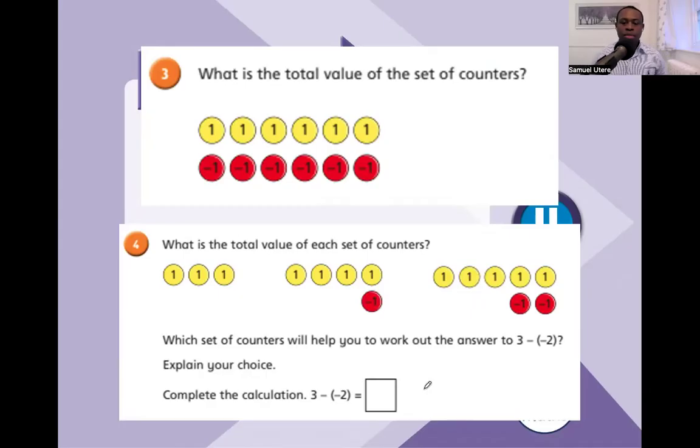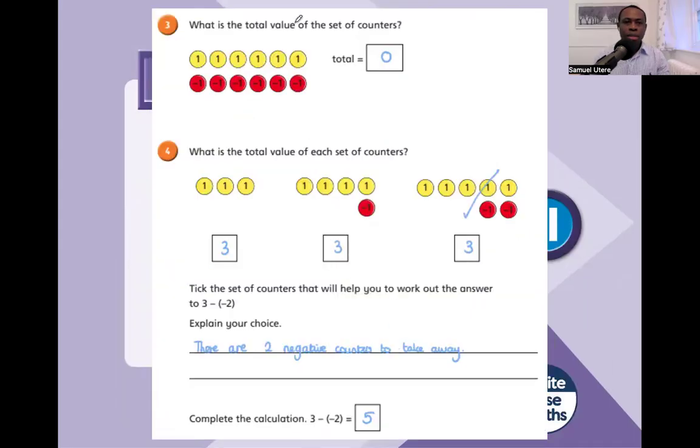All right, assuming you've paused the video and you've answered questions 3 and 4, here are the answers. So here you were asked, what is the total value of the set of counters? It's 0. They are all 0 pairs. +1 will cancel out -1, +1 will cancel out -1. So -1 plus 1 is 0. All right, here, what is the total value of each set of counters? So here is 3. That one will be a 0 pair, and that will be 3. We have 2 0 pairs, so our result will be 3. So these will cancel each other out.